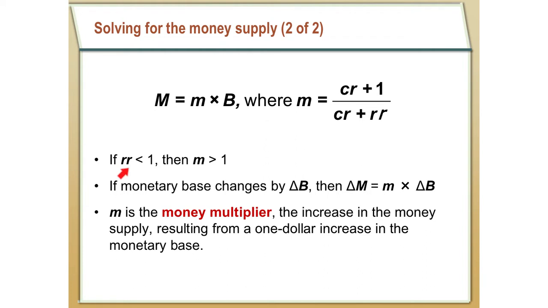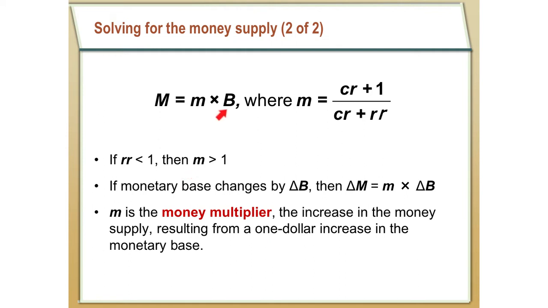So as long as RR is less than 1, in other words, if we operate in a fractional reserve banking system, then this little m is going to be a number that is greater than 1. If RR is equal to 1, that means banks are holding 100% of their deposits as reserves. Something plus 1 divided by something plus something less than 1 is going to give you a number that's greater than 1. That's all that this is saying here. So m is greater than 1, and that's why we tend to call it the multiplier.